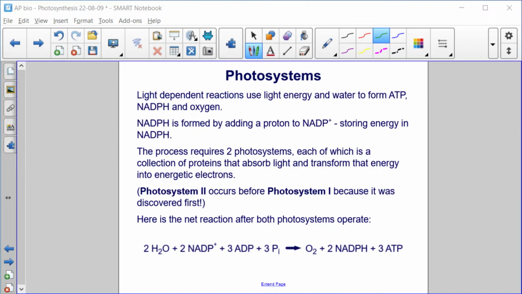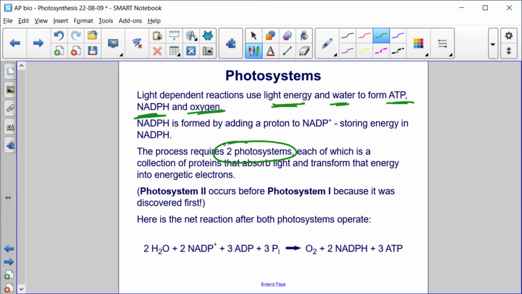All right, so let's take a closer look here because we said there were two photosystems. Light-dependent reactions use light energy and water to form ATP, NADPH, and oxygen. NADPH is formed by adding a proton to NAD+, storing energy in that bond. The process requires two photosystems, each of which is a collection of proteins that absorb light and transform that energy into energetic electrons. Photosystem 2 occurs before photosystem 1 because it was discovered first.